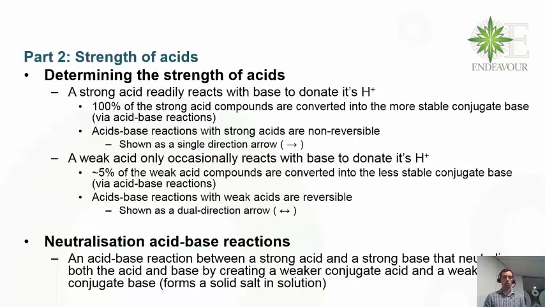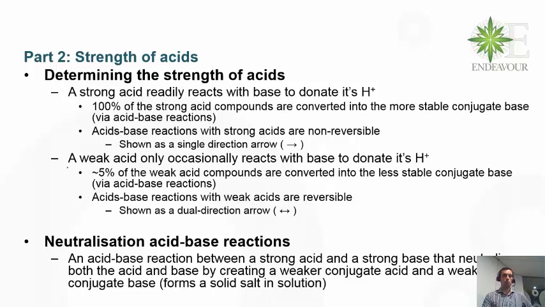Alright, so for part 2, let's run through the summary. We looked at the strength of acids and bases, and something was a strong acid when it really wanted to donate its H+. That correlated to 100% of the strong acid compounds donating their H+ to a base. That basically means that all strong acids, when they get the chance, will give away their H+ by reacting with a base. We see this shown by chemical reactions that have a single direction arrow, indicating that all the reactants are converted to all the products.